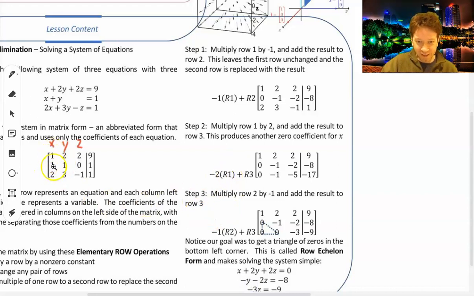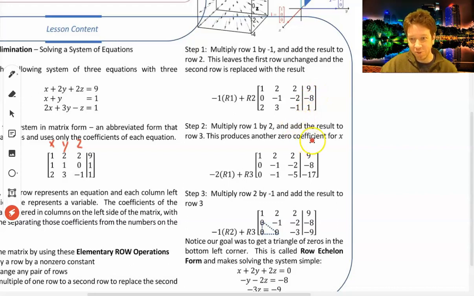Notice that here I have 1 and 1. So what I can do is I can take row 1, multiply by negative 1, and add row 2. And notice I write this manipulation right next to row 2, because that's what I'm going to replace row 2 with. So if we do that, here you have negative 1, because we're multiplying it by negative, plus 1, that gives us 0. Negative 2 plus 1 gives us negative 1. Negative 2 plus 0 gives us negative 2. And negative 9 plus 1 gives us negative 8.